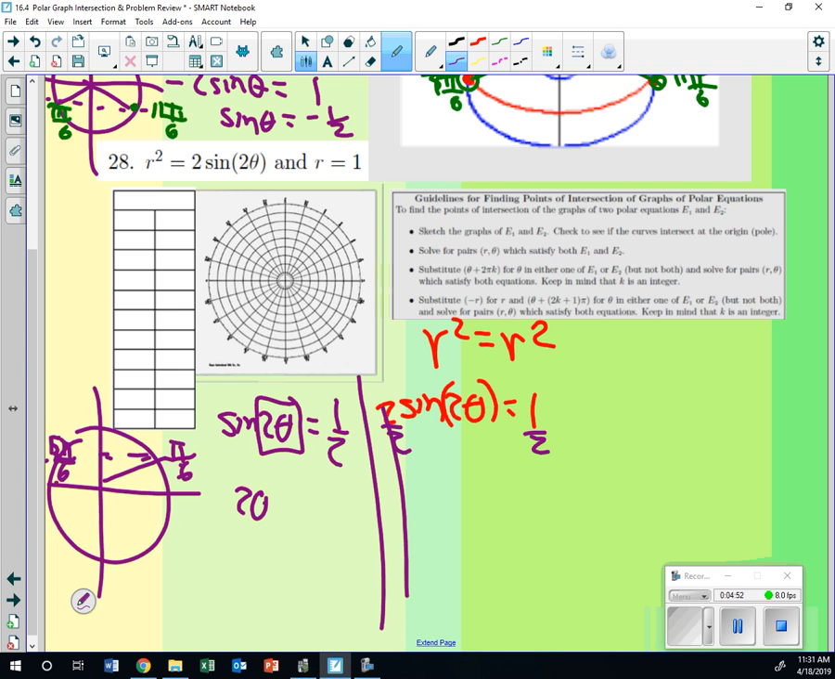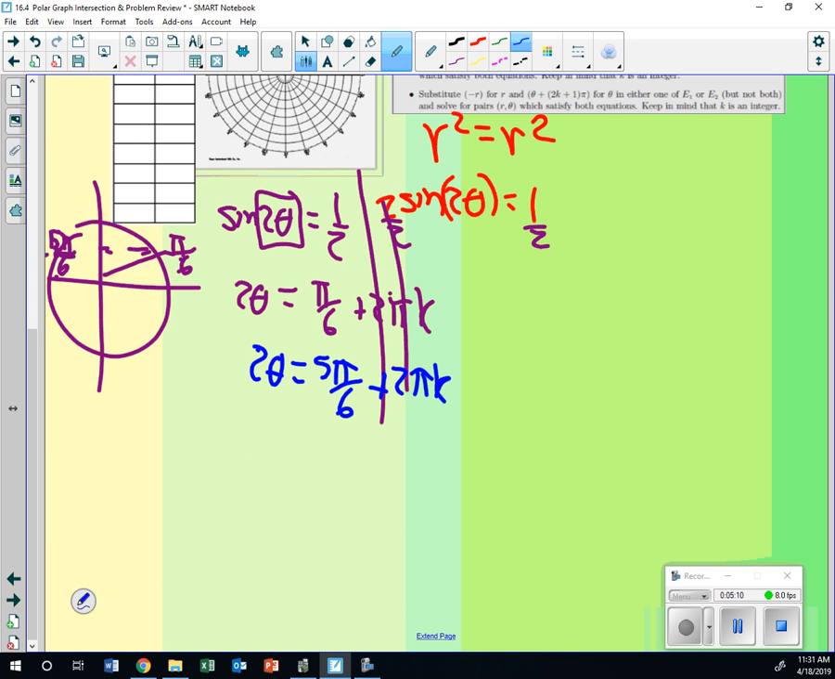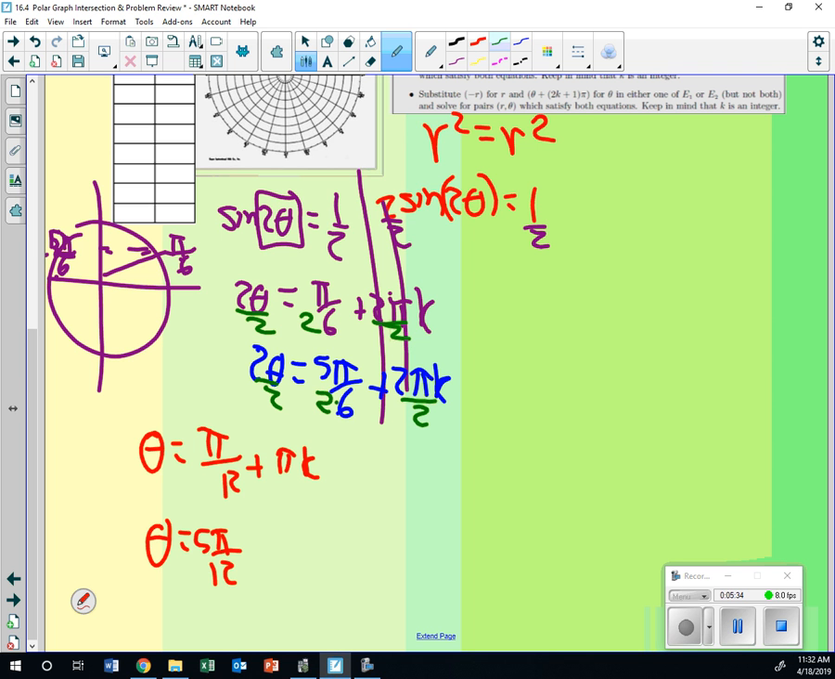So 2 theta is going to be pi over 6 plus 2 pi k. And the other 2 theta is going to be 5 pi over 6 plus 2 pi k. Then if I divide everything by 2, the 2 answers that I'm going to get will be theta is pi over what? 12 plus pi k, and theta is 5 pi over 12 plus pi k.